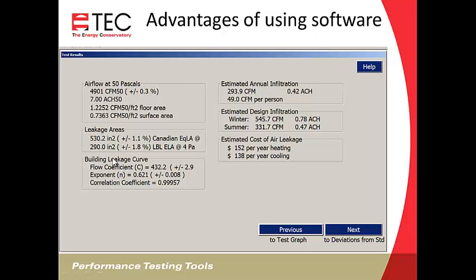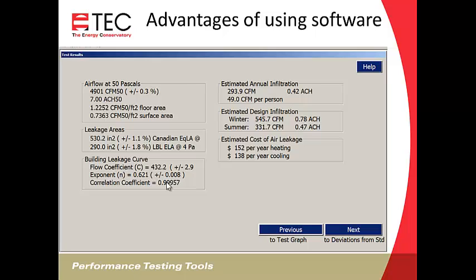Leakage areas and building leakage curve. Correlation coefficient tells us how precise that test is. I mentioned that before. You want that above 0.99. 0.99000 would be a good test. If it's 0.98, 0.9897, then you want to run the test again, add some additional data points to that before you save it. And that usually gets that in a better range.